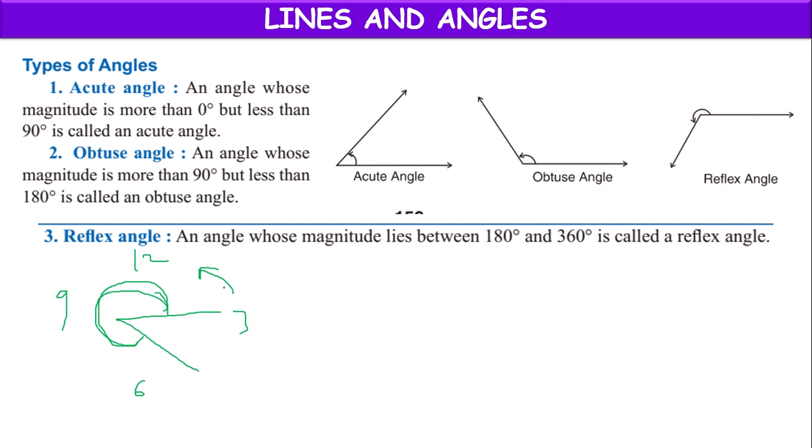We are going against the clock direction. In anti-clockwise direction, its angle is more than 180 degrees, it is a reflex angle. If the angle is greater than 180 degrees and less than 360 degrees, then it is called reflex angle. Like this, mainly we have 3 types of angles: acute angle, obtuse angle, reflex angle.